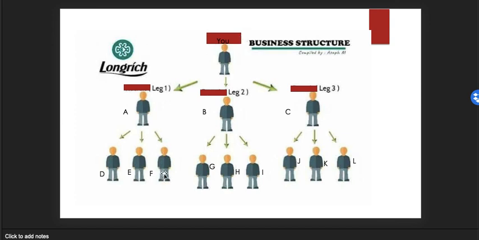If Mr. F is a Diamond 3 and Mr. D is a Diamond 3, Mr. A can be a Diamond 4 if you have 15,000 PVs while you still remain a Diamond 2, because only this leg is growing. That is why Longrich is saying, don't eat alone and die alone. Empower people. If you are getting contacts and recruiting, help your legs also to grow. But don't wait for your upline to help you to grow. Take responsibility and grow your leg.